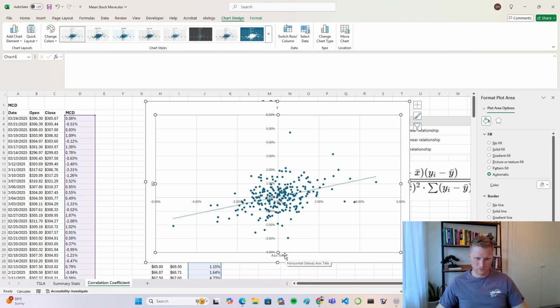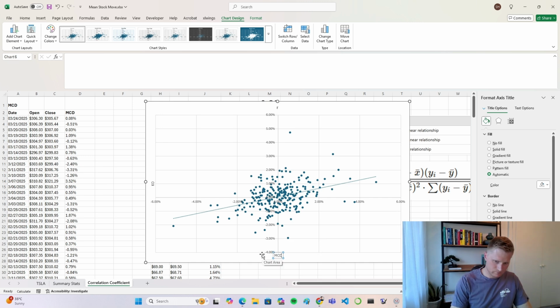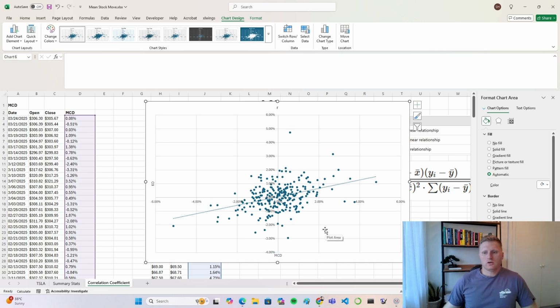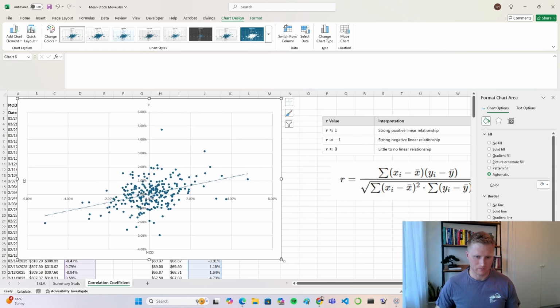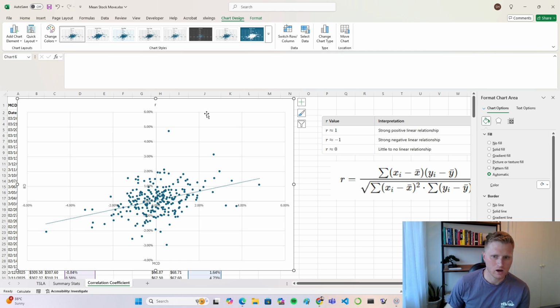Label these before we get confused. Okay, so what's going on here is we've just graphed our correlation coefficient. And you're seeing the same thing I'm seeing, so you're seeing it's all kind of bunched up. And this shows why it's not a good correlation.